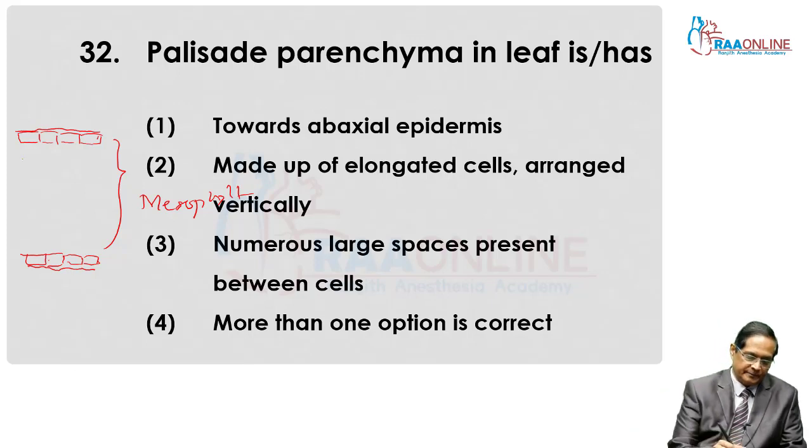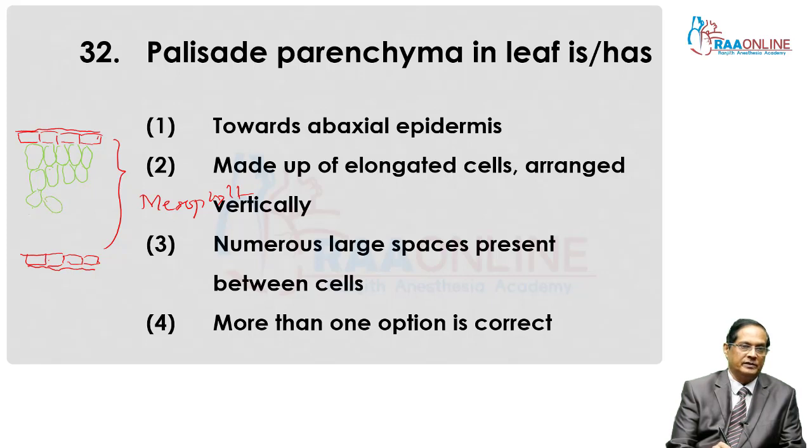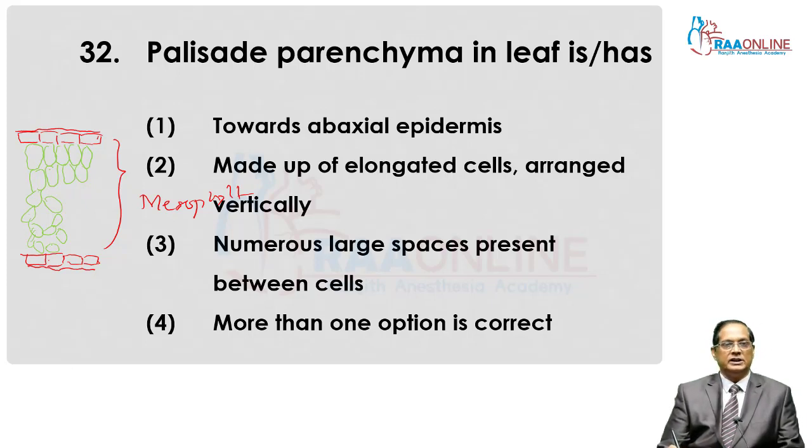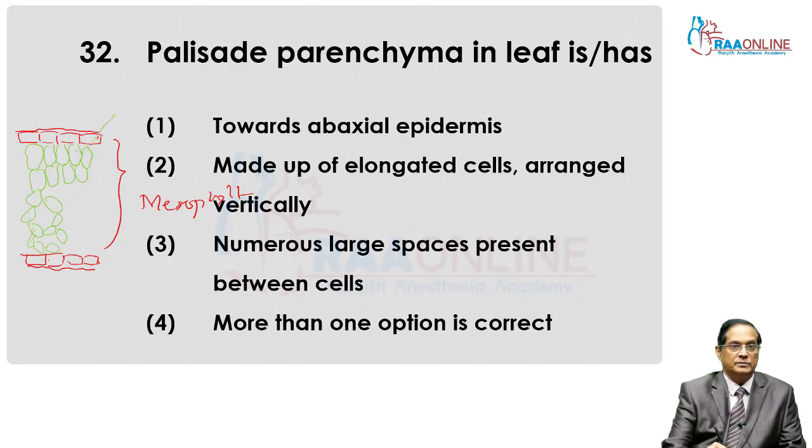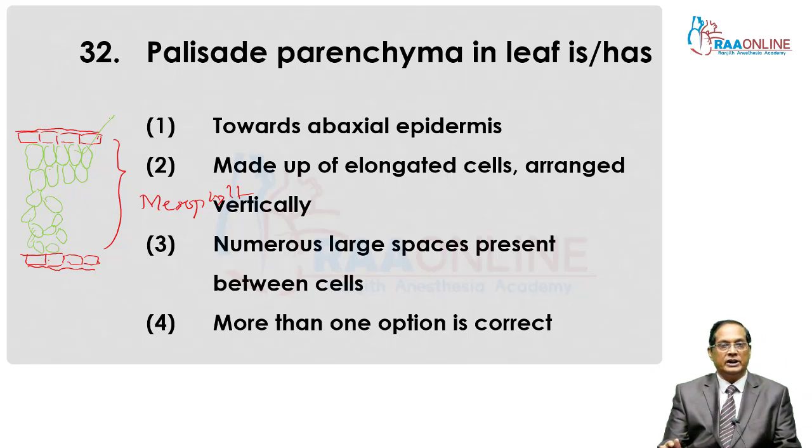Towards the upper epidermis, cells of mesophyll are compactly arranged. They are chlorenchymatous mesophyll cells. Whereas towards the lower epidermis, you see they are arranged with large air spaces. A clear cut difference between the two mesophylls. In monocot leaf, mesophyll is not differentiated; it is differentiated in dicot. Towards the upper epidermis, the cells are elongated and arranged vertically, towards the adaxial epidermis, not abaxial.